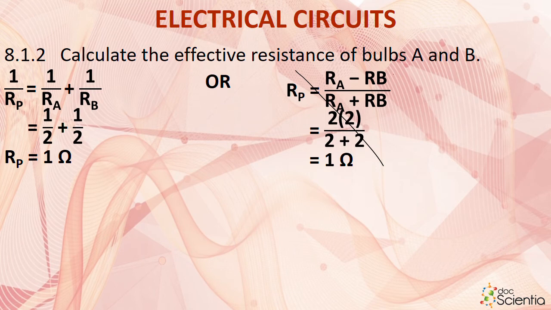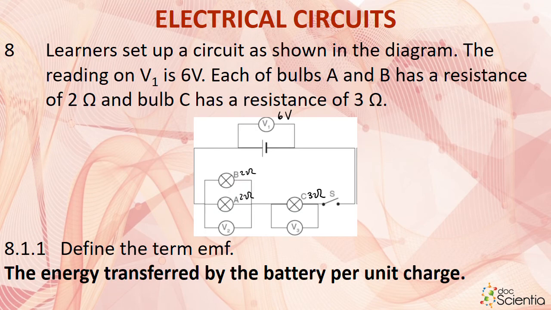Okay, now I'm going to give you a minute or two to do number 8.2. They say, switch S is now closed for a short time. Determine the reading on voltmeter 2 and voltmeter 3. So kom ons maak gou terug. Daar. Okay. So as ons nou die stroombaan toemaak, wil hulle weet wat is die lesing op daai twee.